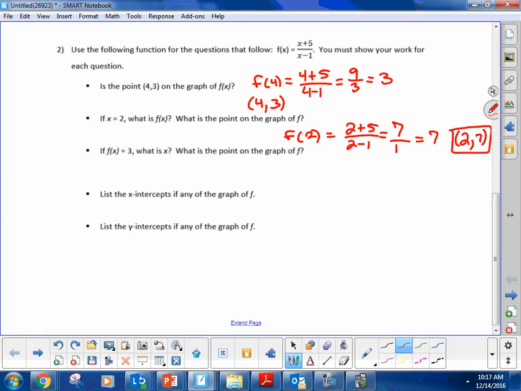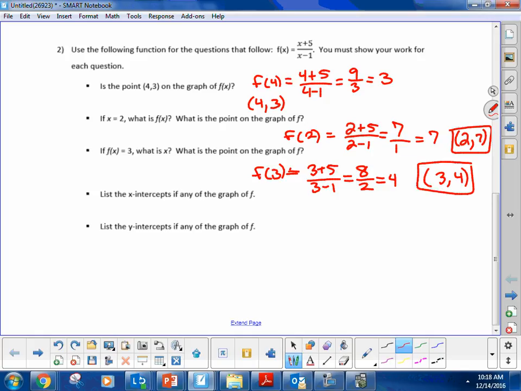So at 3, we'll have (3 plus 5)(3 minus 1), 8 minus 2, we'll have 4. So then that means that I can prove to you that we also have a solution at (3, 4). I love this. I love that we're able to do that.